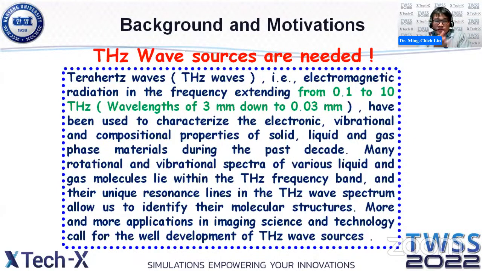So we know terahertz, by definition, is electromagnetic radiation in frequency extending from 0.1 to 10 terahertz. In terms of wavelengths, it is from 3 millimeter down to 0.03 millimeter. Terahertz waves have been used to characterize the electronic, vibrational, and compositional properties of solid, liquid, and gas phase materials during the past decade. Many rotational and vibrational spectra of various liquid and gas molecules lie within the terahertz frequency band, and their unique resonance lines in the terahertz wave spectrum allow us to identify their molecular structures. More and more applications in imaging science and technology call for well-developed terahertz wave sources.